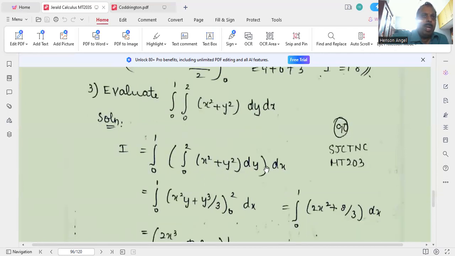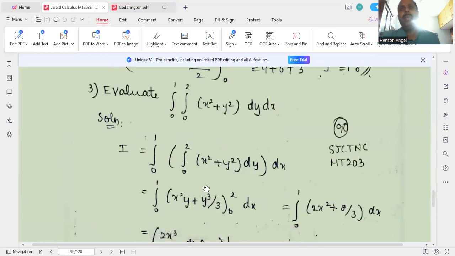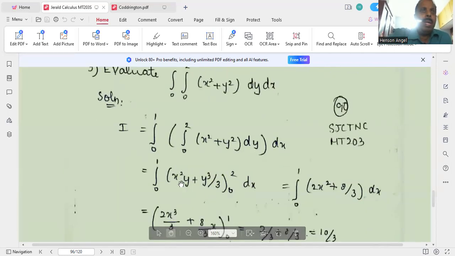And now we have to integrate with respect to y. When you integrate x square with respect to y, we get x square into y, plus if we integrate y square with respect to y, we get y power 3 by 3. So limit 0 to 2 into dx. Now we have to apply the limits for y, upper limit 2, lower limit 0. We can apply the upper limit 2 for y. Here we get 2 into x square plus 2 cube, that is 8 by 3. When you apply the upper limit 2, we get this result.